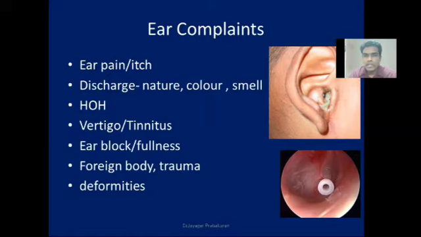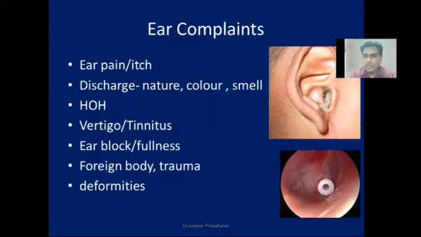The color of the discharge sometimes gives you some clue. For example, if it is a greenish tinge, it could be pseudomonas infection because of pyoverdin and pyocyanin pigments in pseudomonas. It can have a colored discharge. The smell of the ear discharge is also important. As you know, in atticoantral disease where there is bone erosion, you could have foul smelling ear discharge. So all these things are important for ear discharge.